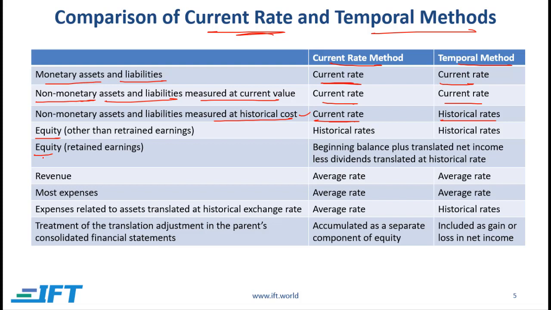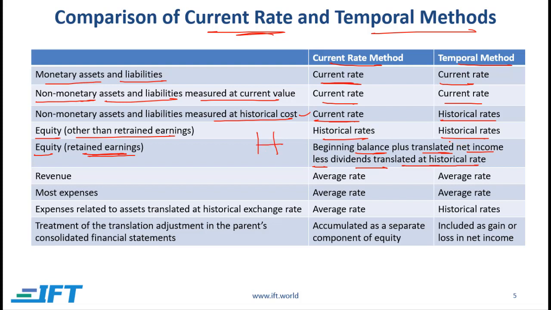With equity, we again have two subgroups here. We have equity other than retained earnings and equity which is retained earnings. For equity other than retained earnings, we use historical rates for both the current rate method and the temporal method. For retained earnings, we use the beginning balance plus translated net income, and we subtract dividends translated at historical rate. And this is used for both the current rate method and the temporal method. At a high level, you can remember that for equity, we use the historical rates for both methods.